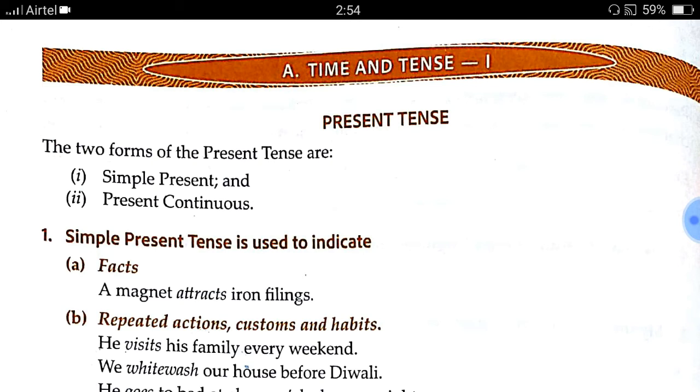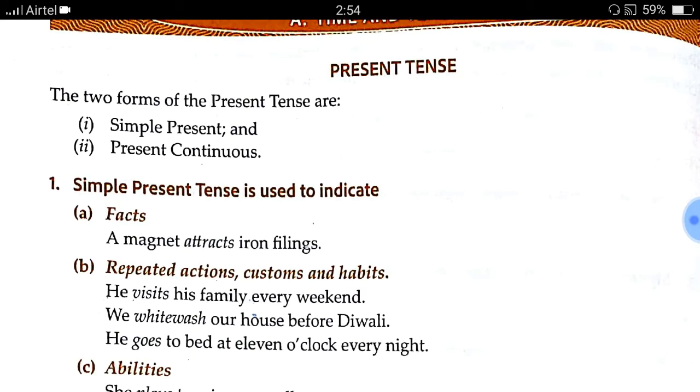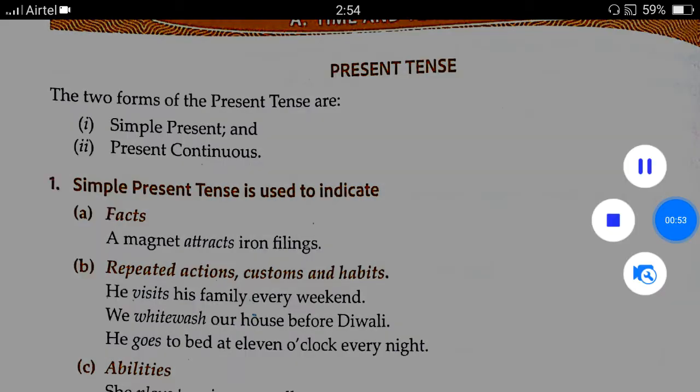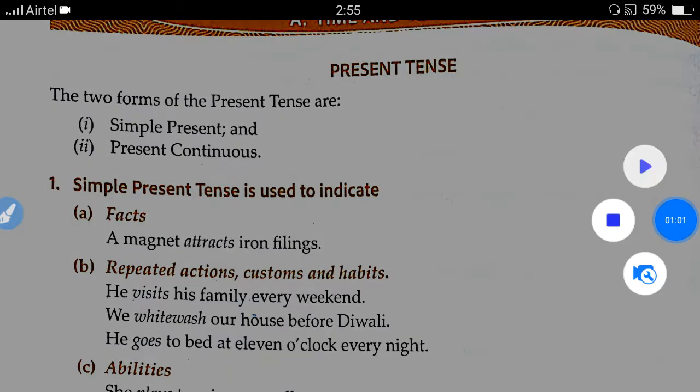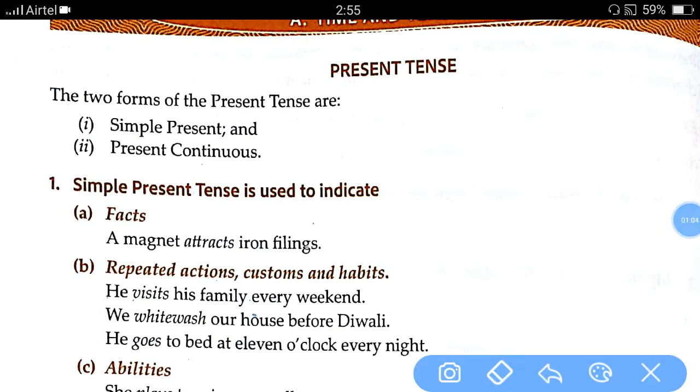We know in present tense there are four forms: simple present, present continuous, present perfect, and present perfect continuous. So let's learn them in detail. The first two forms of present tense are simple present and present continuous tense. First, let us see simple present tense. Where do we use simple present tense? That is what we are going to see now.